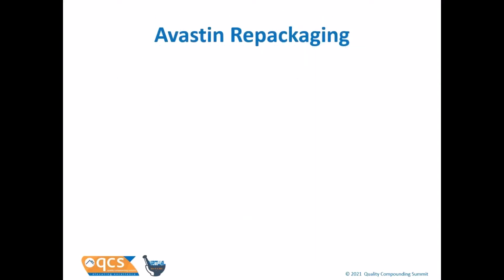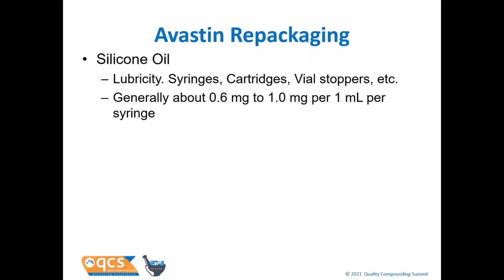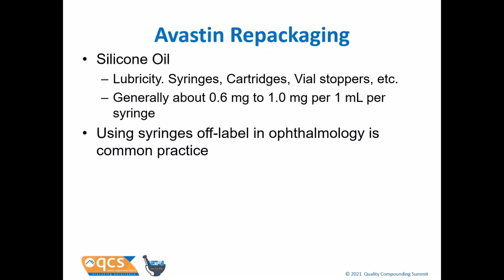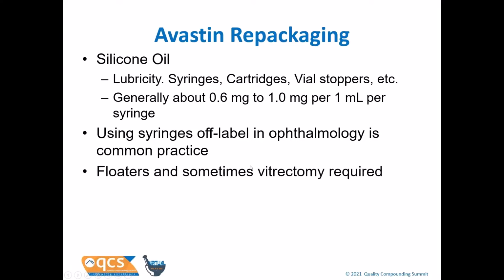So last thing on Avastin real quickly, because we're running out of time, is silicone oil has been an issue in syringes and cartridges, vials, stoppers, etc. There's generally about 0.6 milligrams to 1 milligram of silicone oil per 1 milliliter per syringe, okay? So this gives you an idea of about how much silicone is actually used in the syringe or a vial stopper or whatever. Now, syringes are used off-label a lot in ophthalmology as common practice.